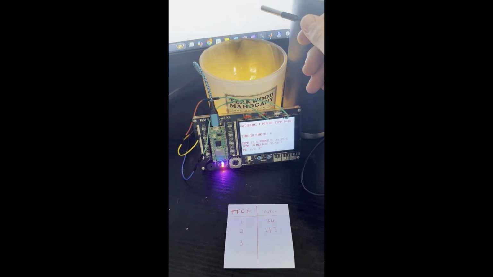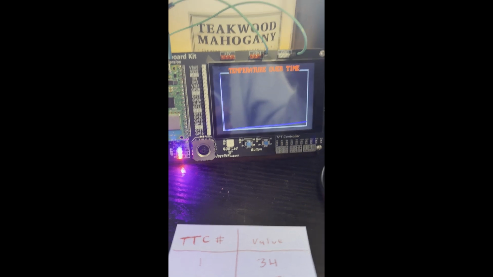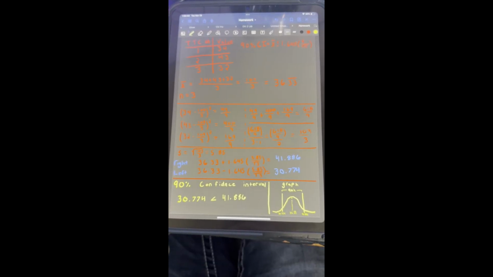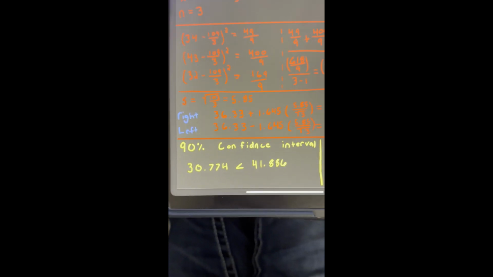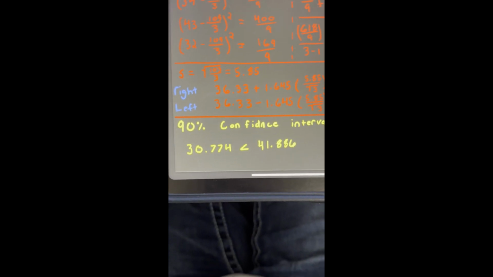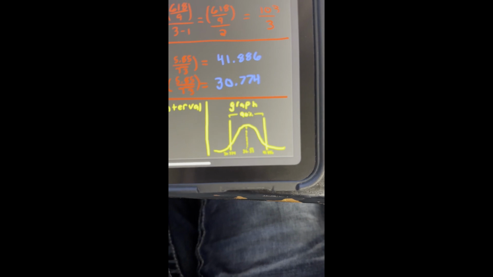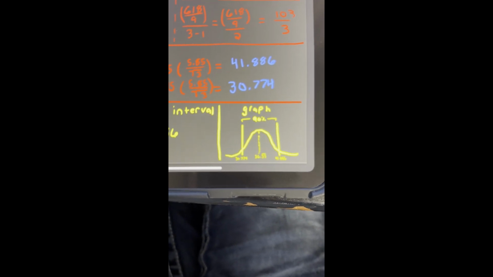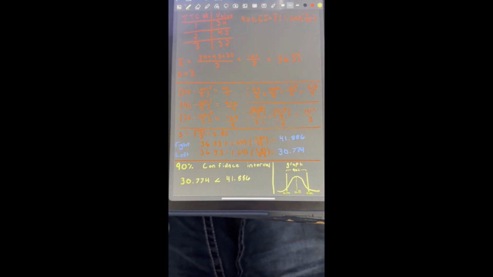And you can see the graph. Give it a few seconds. And there's the graph. Lastly, I have my calculations for the 90% confidence interval. I found that it is between 30.774 and 41.886. Here's the bell graph. So 90% of all the values you get from this are supposed to be in between those numbers.